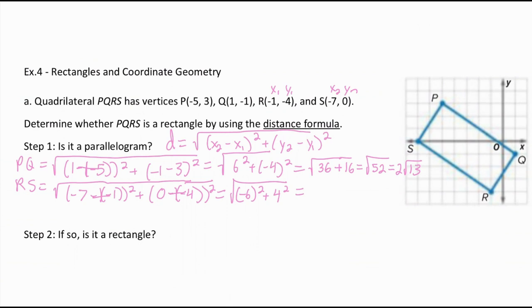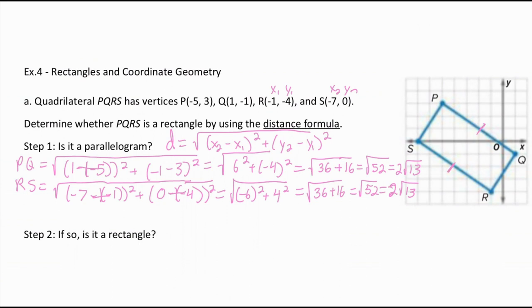So negative 6 squared is what? 36. And again, 4 squared is going to be 16. So again, we're getting the square root of 52, which simplifies to what? 2 root 13. So are these congruent? Yes, they are. Okay. Wait, so if they weren't congruent, you would have to keep going? No, if they weren't congruent, you could stop because it's not going to be a parallelogram. Oh. Okay.